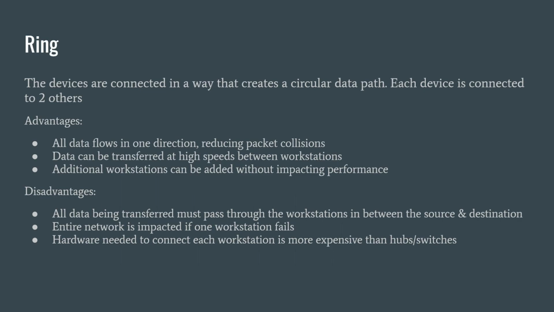The ring network type is where all of the devices on the network are connected in a way that creates a circular data path, and each device is only connected to two others, one in front of it and one behind it. Some advantages of this network type is that all the data flows in one direction, which will reduce the packet collisions. The data can be transferred at high speed between workstations, and any additional workstations can be added without impacting performance of the network.